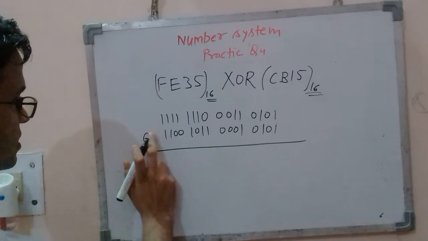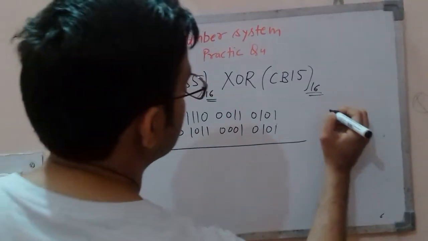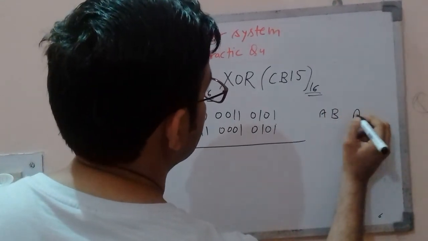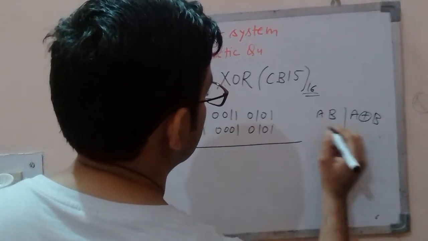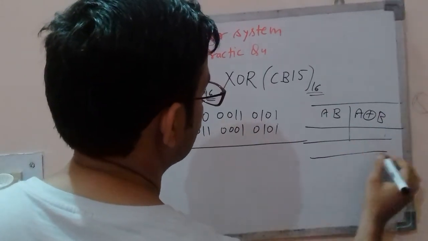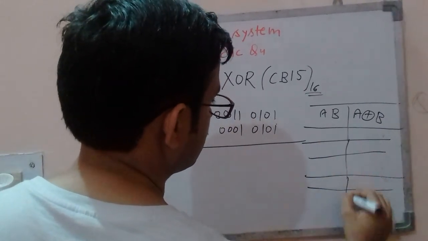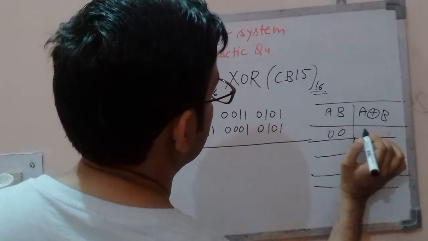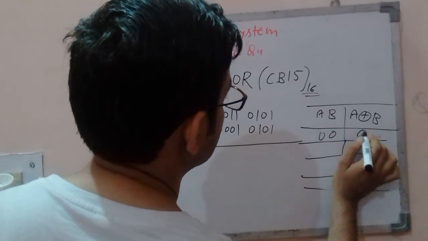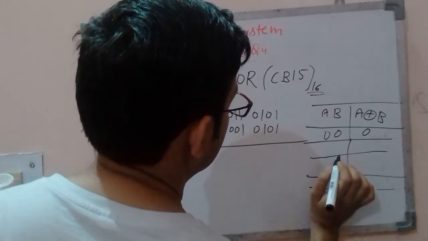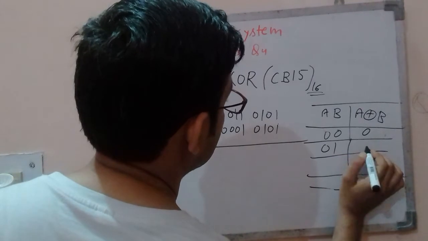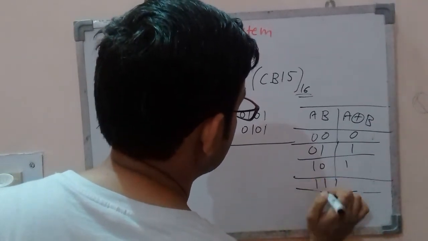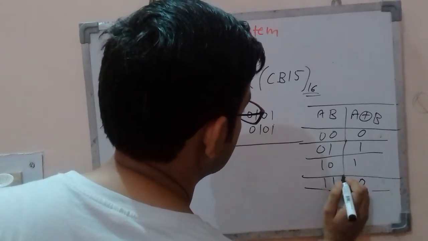This is the symbol of XOR. I told you what is XOR. Suppose there are two inputs A and B, then its XOR will be A XOR B. And how to fill the XOR table I told you. See here, 0 0. When both inputs are 0, output is 0 only. Same, right? 0 1 means both are different inputs, that means output is 1. 1 0 means both are different, that means output is 1. 1 1, both are the same input, that means output is 0.